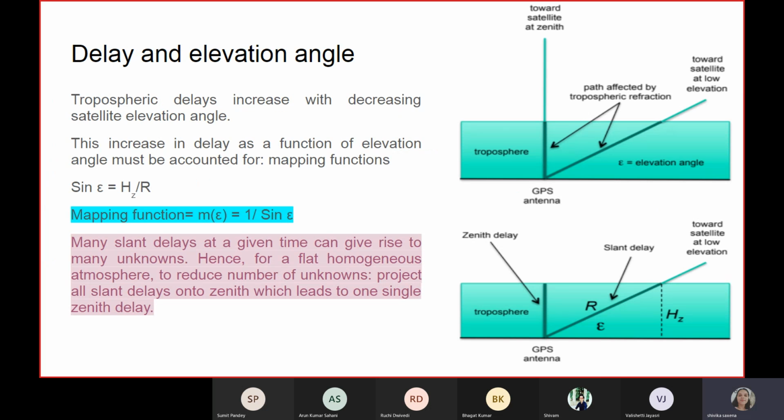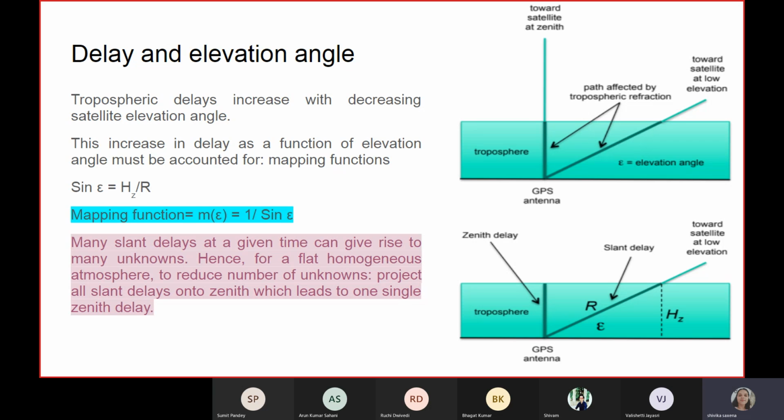So what is the relation between this delay and the elevation angle? Tropospheric delays increase with decreasing satellite elevation angle. So you understand what is elevation angle of a satellite? How much the satellite is making an angle from the horizon. Okay, as it is traveling up from the horizon towards the zenith. Okay, I'm sure you are familiar with these terms. What is zenith? Zenith is the point directly above the observer.